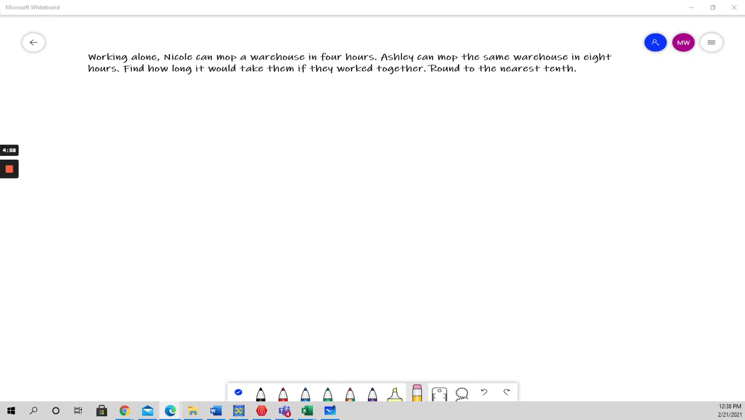Working alone, Nicole can mop a warehouse in 4 hours. Ashley can mop the same warehouse in 8 hours. Find how long it would take them if they worked together. Round to the nearest tenth.